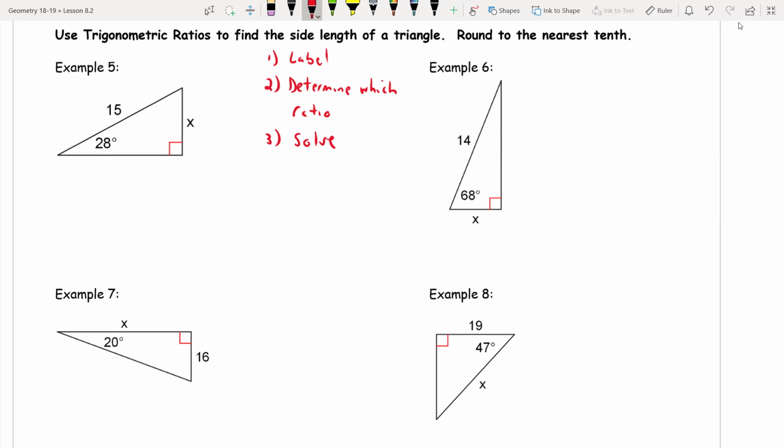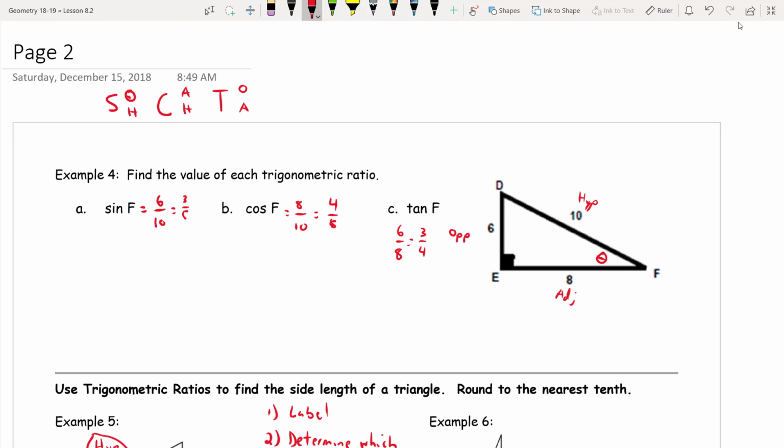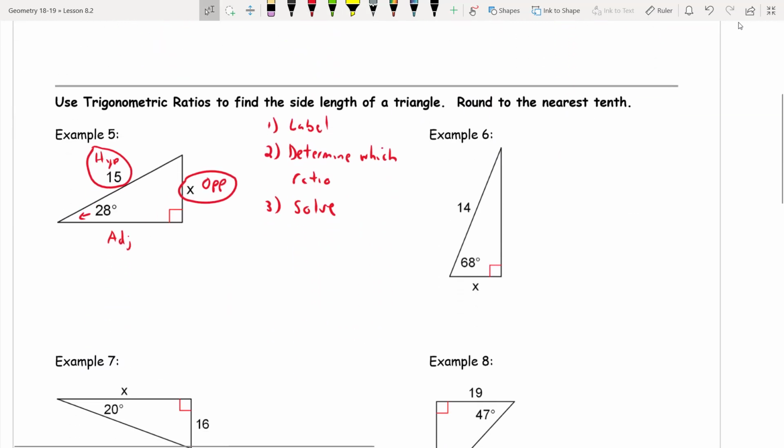So if I'm looking at example 5, this first one, my reference angle is right here. That tells me straight across from it is my opposite side, straight across from my right angle is my hypotenuse, and then I've got my adjacent side. Now, I tend to circle the abbreviation and the information given. So they gave me my opposite side, and they gave me my hypotenuse. The only ratio that uses the opposite side and the hypotenuse is the sine ratio. So it's going to be the sine of my reference angle, 28 degrees, equals my opposite side x over my hypotenuse of 15.